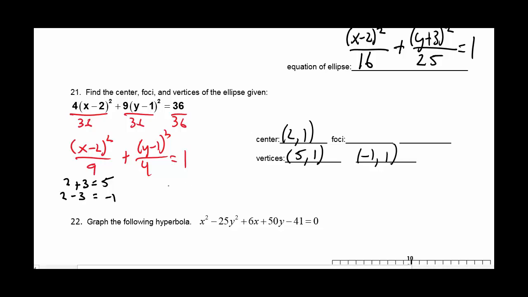Foci. So for the foci, c squared is 9 minus 4, so subtract and get 5. So c would be plus or minus the square root of 5. And again, that's based off the center. So if you're plotting points, you're starting at the center, going left and right to define all of these things. So it would be (2 + square root of 5, 1) and (2 - square root of 5, 1) that would define our foci.